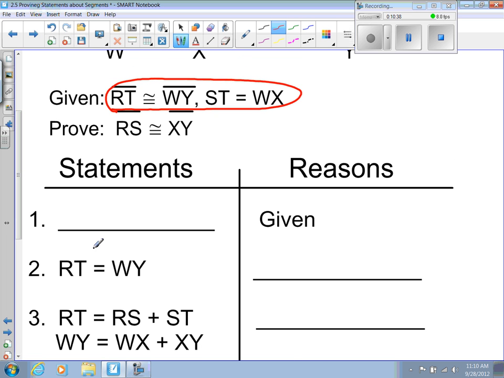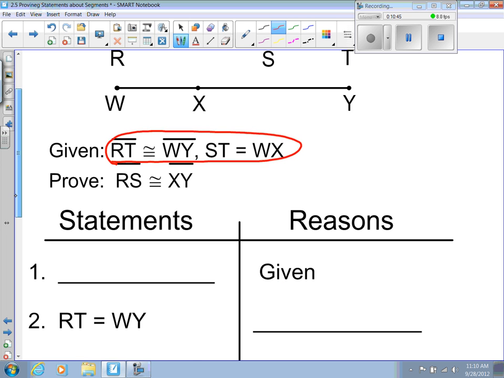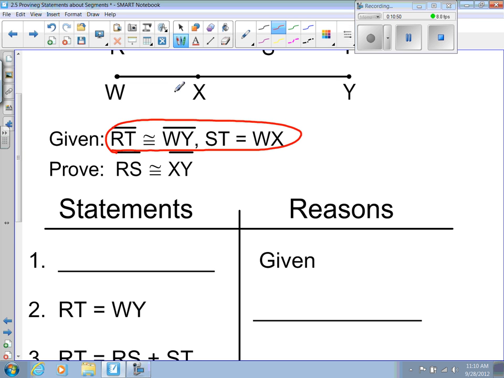So the first statement they want us to use is a given, right? So we're given three things, basically, these and the picture. Usually when it's a picture, if you're taking something off of that, it'll be a postulate, like the segment addition postulate, but here it's a given, so it's one of these two things. So I have to look down here and see what my next statement is. My next statement is RT equals WY. So I look at this, RT is congruent to WY. Maybe I should start with that.